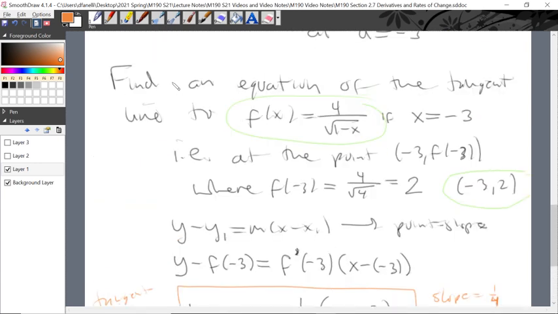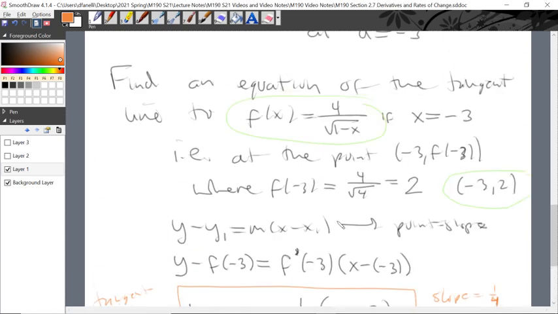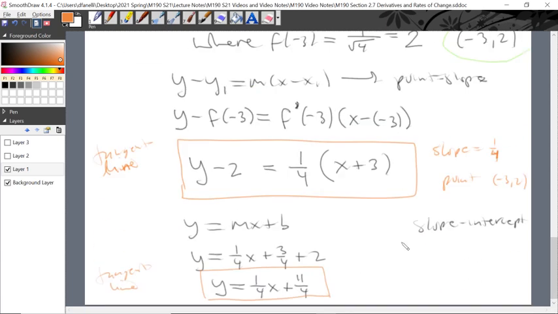Okay, so I'm just saying find an equation of the tangent line. I gave you 2 different forms of that equation right here. Okay, but with the given information of a point and a slope, this was the quickest, the point-slope form for that equation.